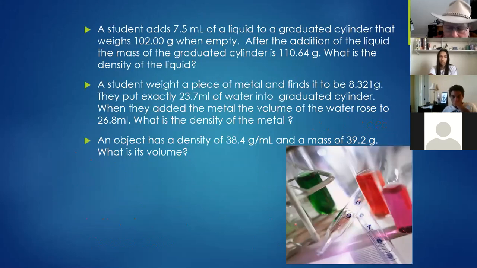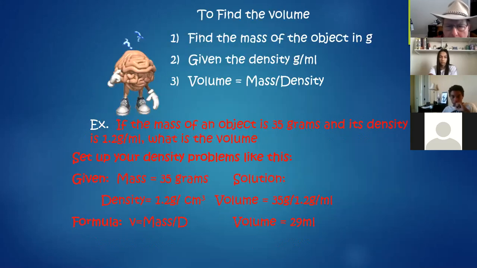So I set up the problem, 35 grams times 1 centimeter cubed divided by 1.2 grams. The grams cancels. I'm left with milliliters. My volume is 29 milliliters.